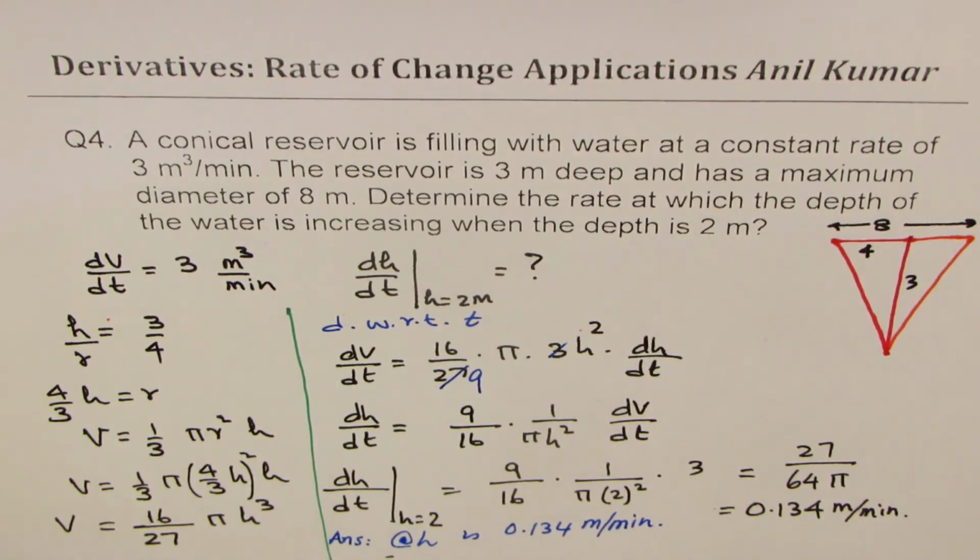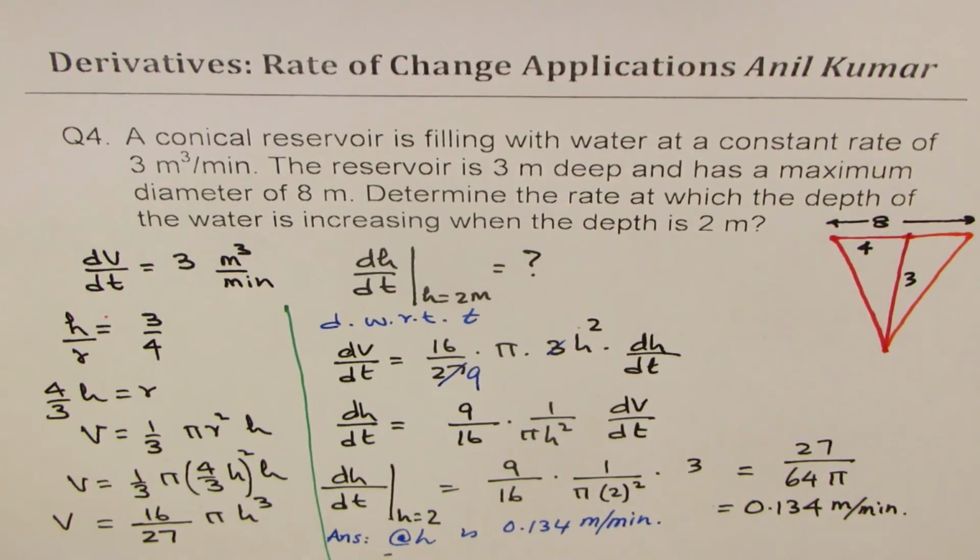That makes sense, right? So I hope with this exercise you learn how to solve rate of change problems, specifically when we are working with a conical reservoir or conical flask or a cone shaped object. Remember, the volume of a cone is 1/3 of pi r squared h.